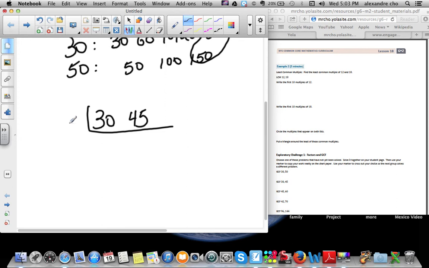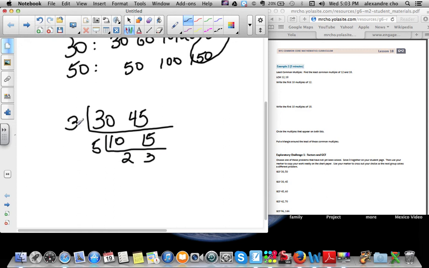2 won't go into 45, so we can use 3. 3 works. So we got a 10 and a 15. Then we'll do this again, and it's a 5, and that's a 2 and a 3. Right there we know that we can stop because no number will go into 2 and 3 besides 1, so there's no point to doing this.